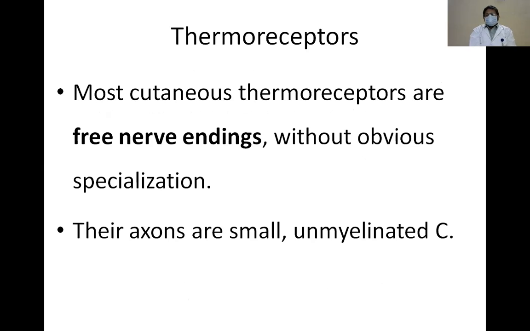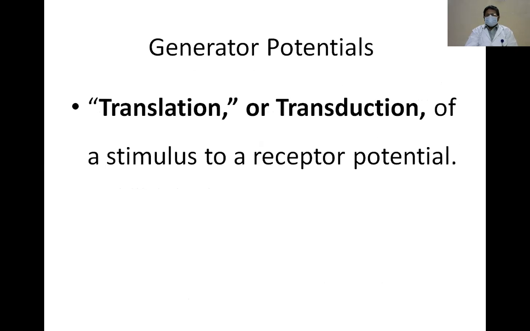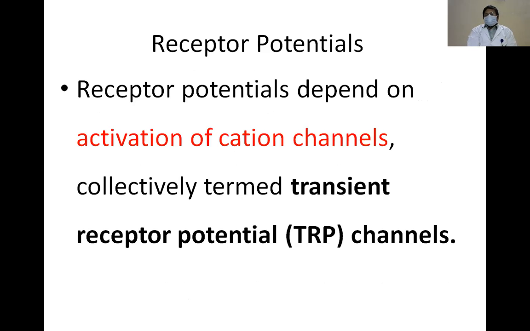Most of the cutaneous thermoreceptors are free nerve endings without any obvious specialization. These axons are small, unmyelinated C fibers. When it comes to generator potentials, the transduction of the stimulus to a receptor potential occurs at the level of the receptor. The receptor potential depends upon the activation of cation channels.